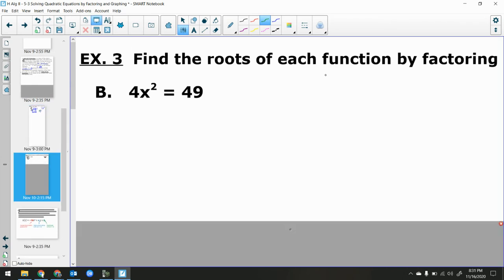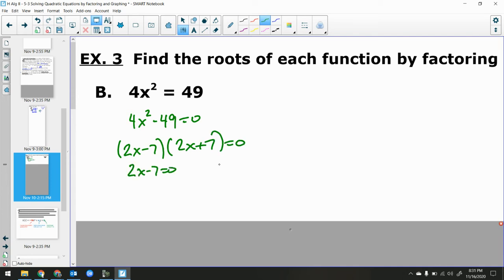Okay, find the roots of each function by factoring. So if I want to find the roots here, well, let's set it equal to 0. Okay, well, that's a difference of squares. 2x minus 7, 2x plus 7. So we can say 2x minus 7 equals 0, 2x plus 7 equals 0. Add the 7, divide by 2. Subtract the 7, divide by 2. So we could say x is equal to plus or minus 7 over 2. Okay, or 3.5 if you wanted to.